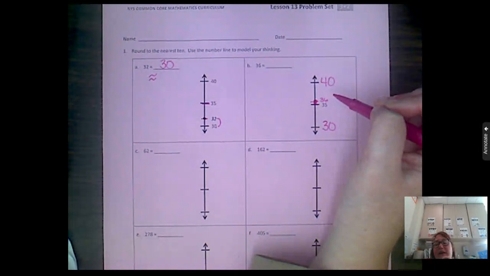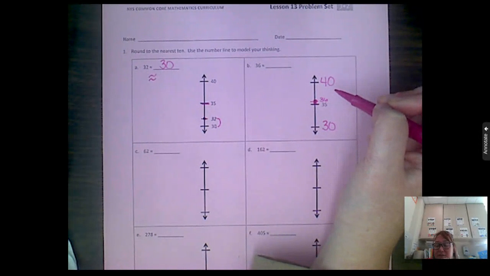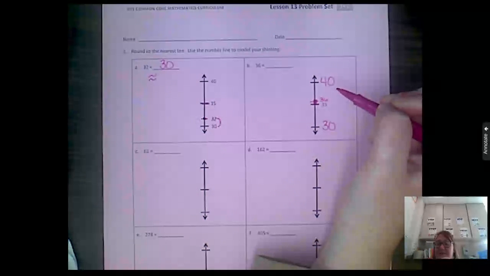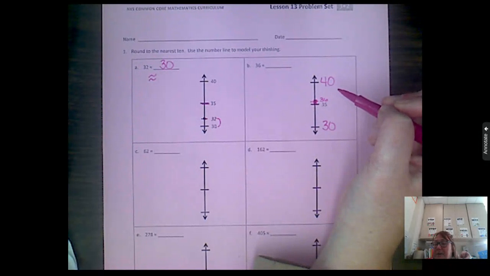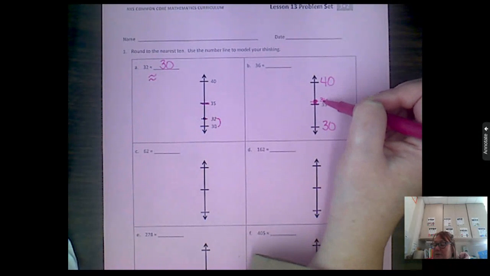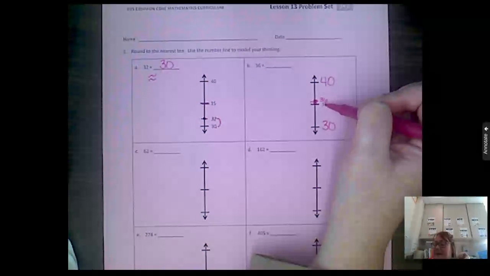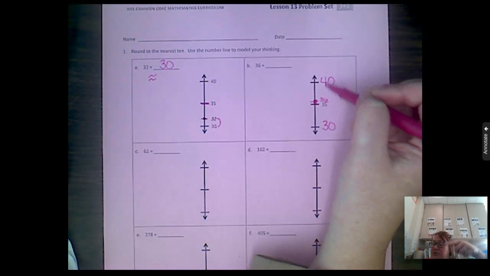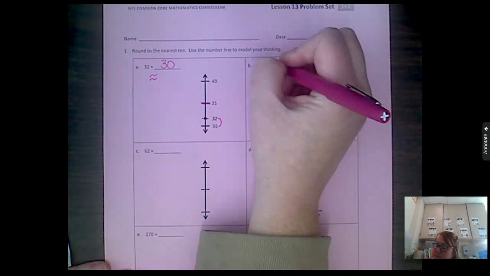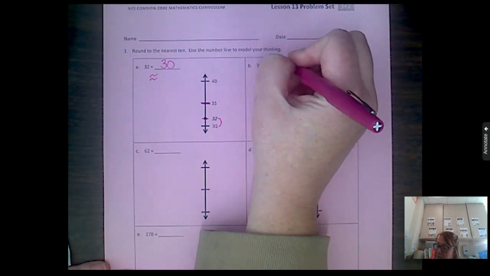Have you ever heard the rhyme 5 or above, give it a shove? 4 or below, leave it alone. That's what we always do with my kids. So if we're looking at 36, it's 1 above 35. So it's 5 or above, give it a shove, giving it a shove up to 40. So that means that 36 rounds to 40.